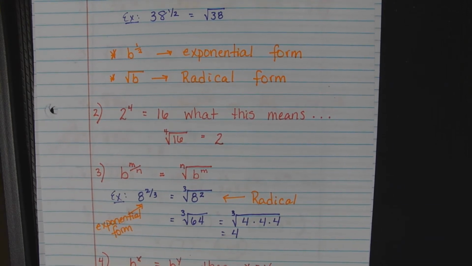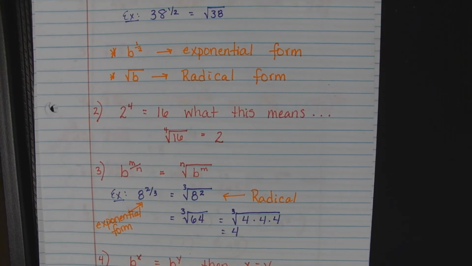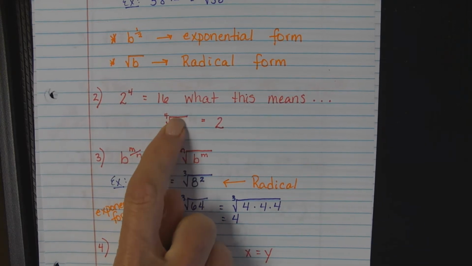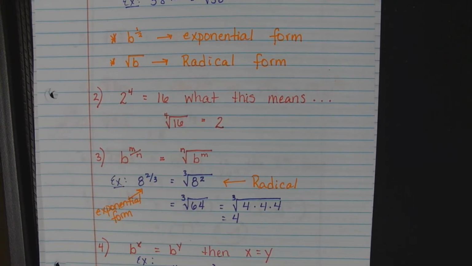This is kind of, we'll come back to this tomorrow. It's a little out of order, but I went ahead and wrote it. 2 to the 4th power equals 16. Well, what does this mean? Simply that. Trust me, tomorrow we'll come back. Okay.